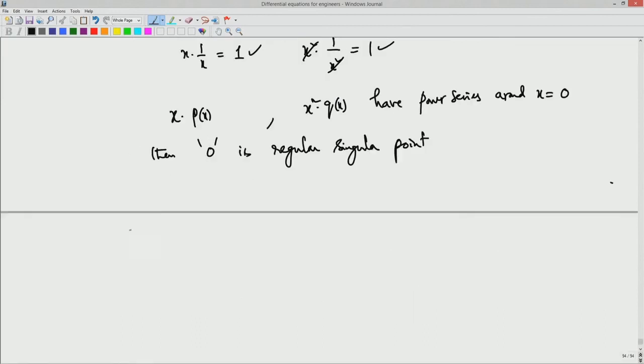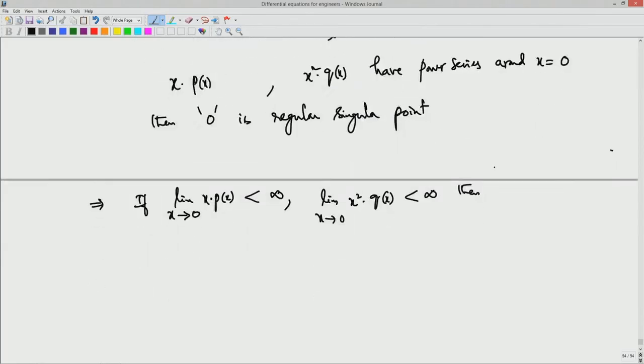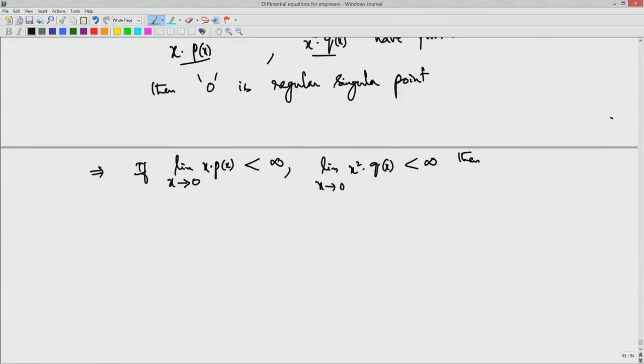So, this is another way of saying that if the limit of x times p(x) as x goes to 0 is finite, where 0 is the singular point we are looking at, and the limit as x goes to 0 of x squared times q(x) is also finite, then both will have power series, no issues, and 0 is a regular singular point.